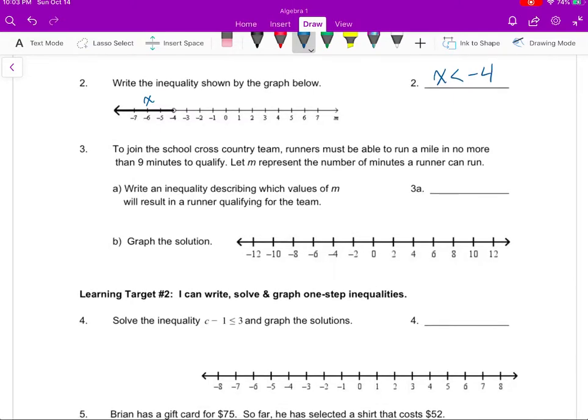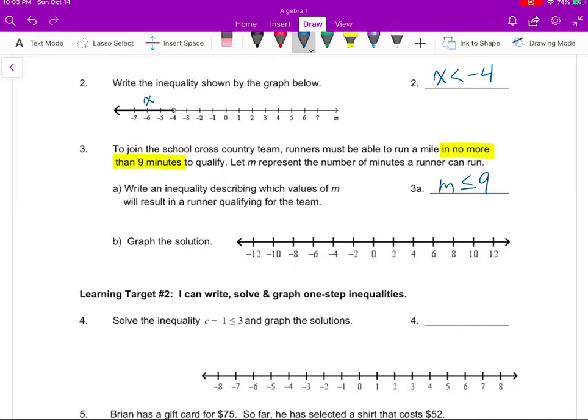Number 3, to join the cross-country team, runners must be able to run a mile in no more than 9 minutes. So if you are running more than 9 minutes, you are not qualifying for the team. So you can be no more than 9 minutes. So if I think about that another way, that means the minutes have to be less than or equal to 9. I could be exactly 9 or any race time below 9 minutes per mile.